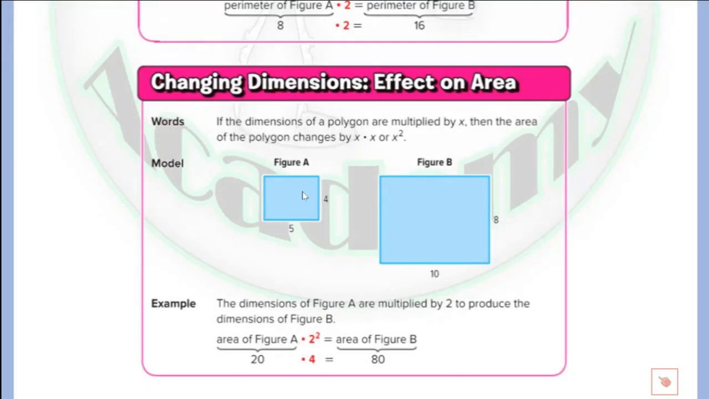Now what will happen if you change the dimension, and what is the effect on the area? If you multiply all of the sides by any number, you will find that the area will be changed by multiplying by the square of this number. How can we find that?